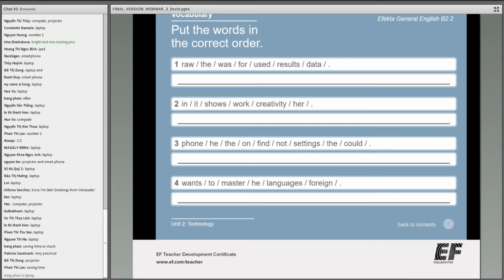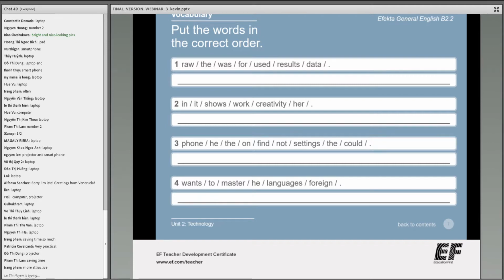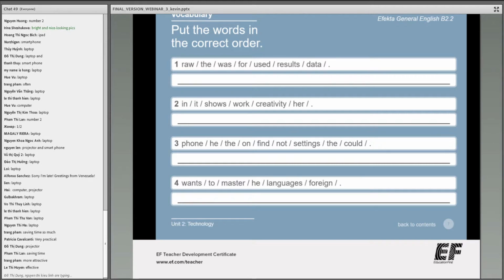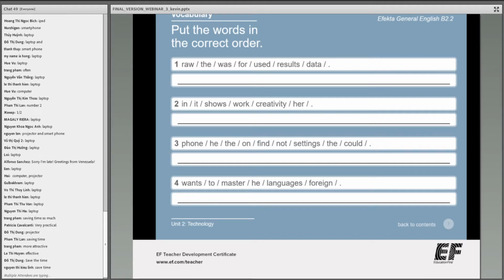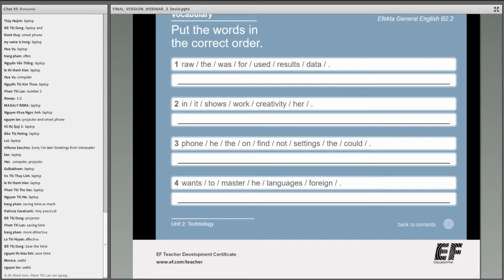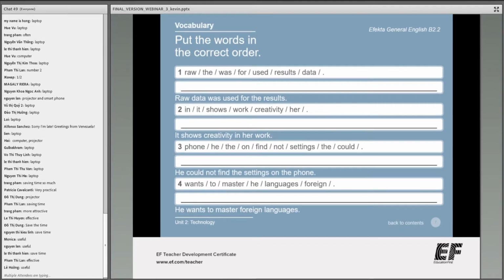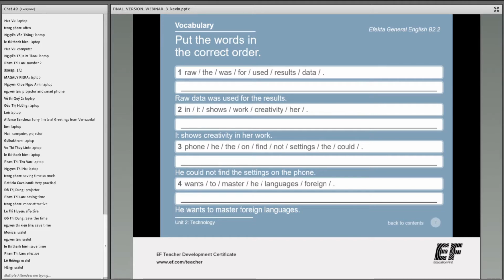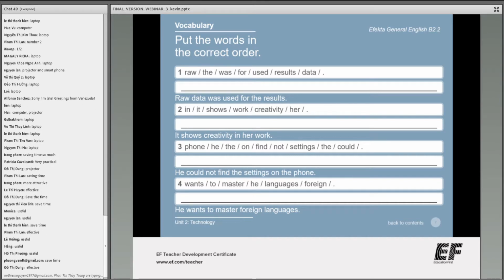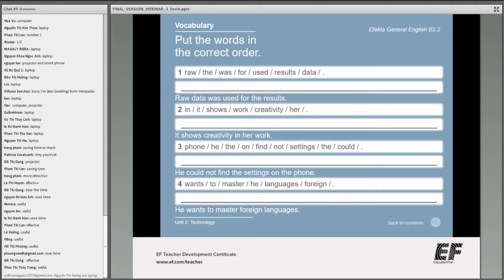When that is finished, in this case, there's another exercise where the students have to put the words in the correct order. So there are those sentences which are in the wrong order, and in the classroom, in pairs, the students have to put those words in the right order. So you have the first one, "Roddy was for used results data." And the students speak, they discuss, and they come up with the right answers. Again, once the exercise is finished, the teacher clicks, goes to the next slide, and shows what the right answers are. So this is what we call an EF media lesson.